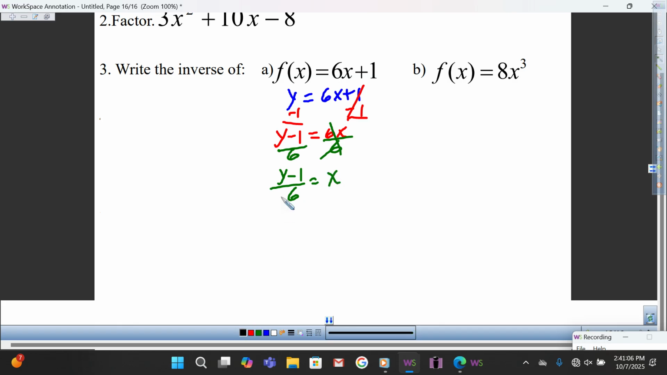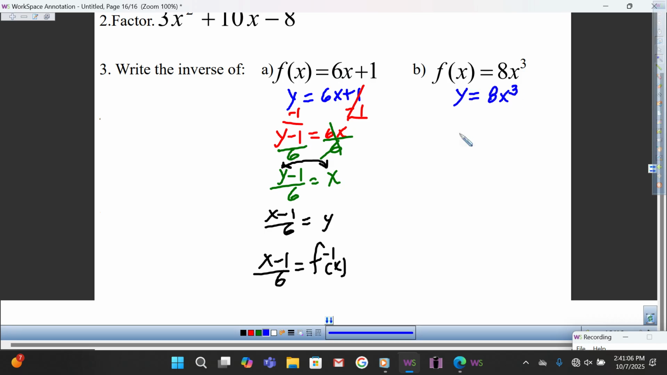Is that the inverse? No, we swap the variables. So we end up with (x minus 1) over 6 equals y. And of course, we need to change the y to what? F inverse of x, right? (x minus 1) over 6 equals f inverse of x. Go to the other one. Y equals 8x cubed. From there, divide by 8 both sides. We end up with y over 8 equals x cubed. What cancels the x cubed? It's a cube root. Cube root.